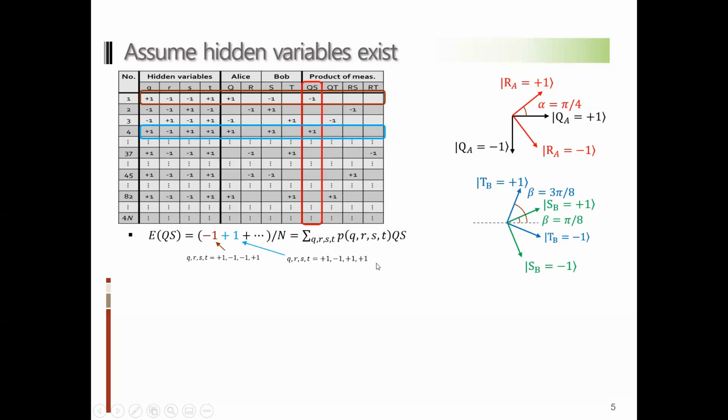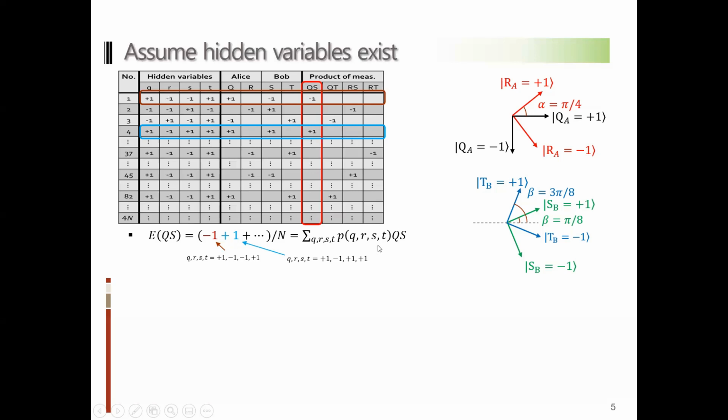Then in this case, we know that the total number of different combinations of these trials is 16. So there will be a lot of repeating cases. Even though we had the same QRS combination, we will have a definite value for Q and a definite value for S.